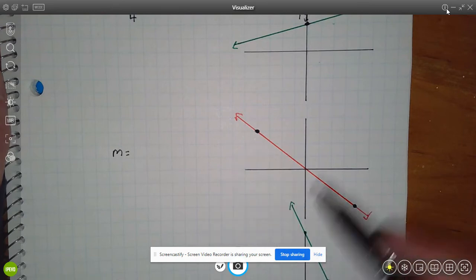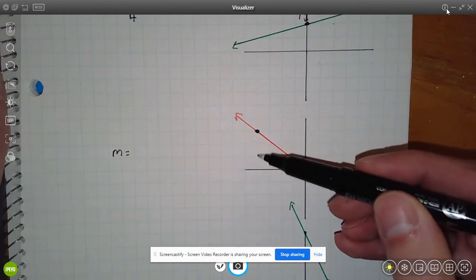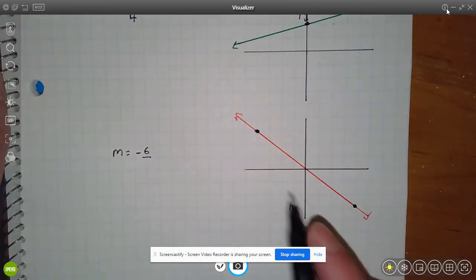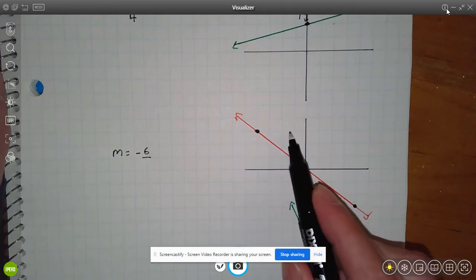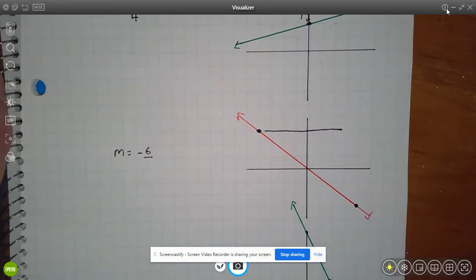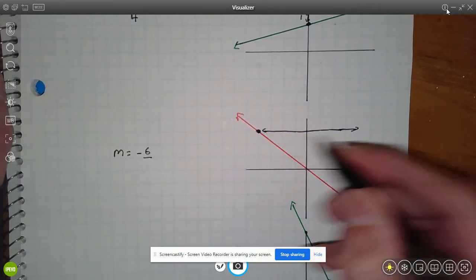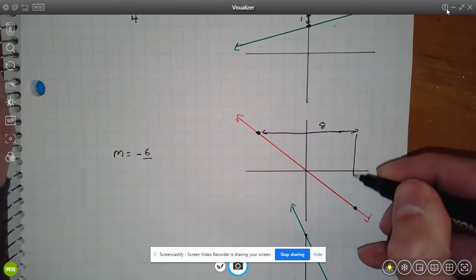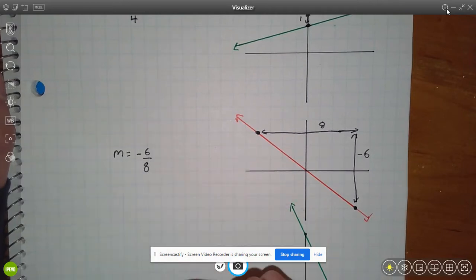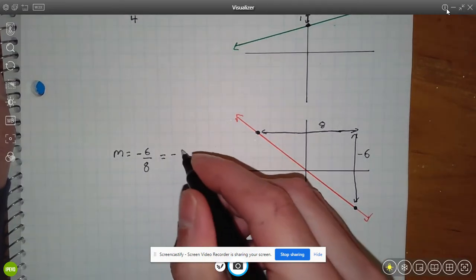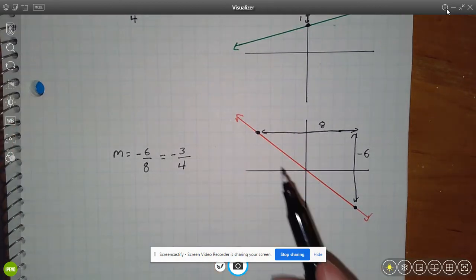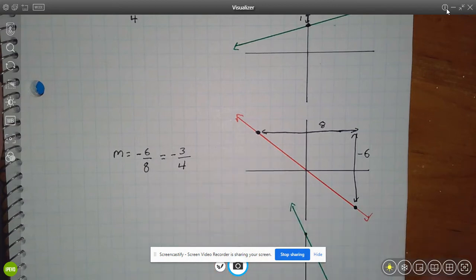So as I go from the first point to the second point, I'm going down 1, 2, 3, 4, 5, 6. So I've got negative 6. And then I'm going over 1, 2, 3, 4, 5, 6, 7, 8. So you can think of that little slope triangle where I've got a run of 8 and I have a rise of negative 6. And it's always rise over run, and we always want to leave this in lowest terms. So we get negative 3 over 4. So again, you can always check if you've calculated a slope and your line is negative, it should be going down from left to right.